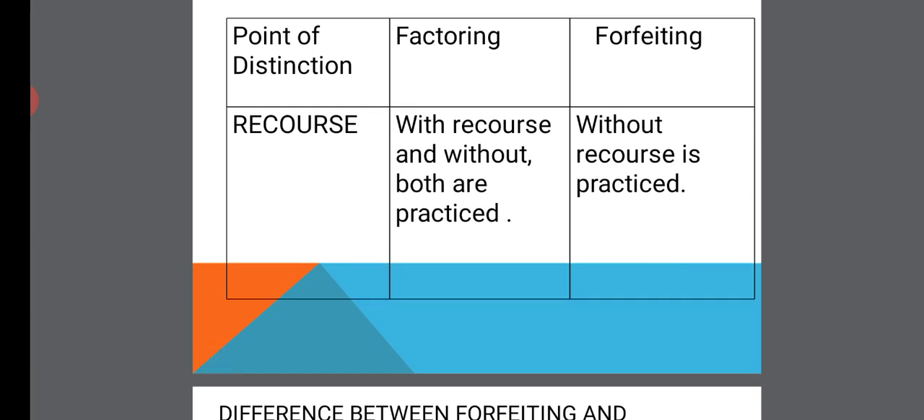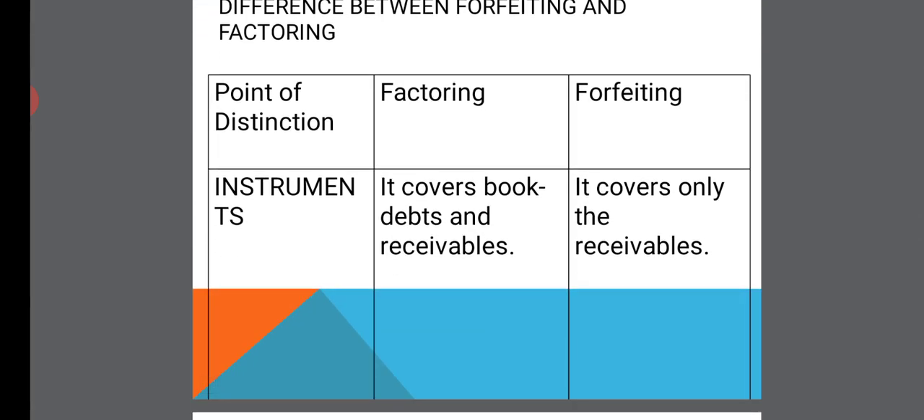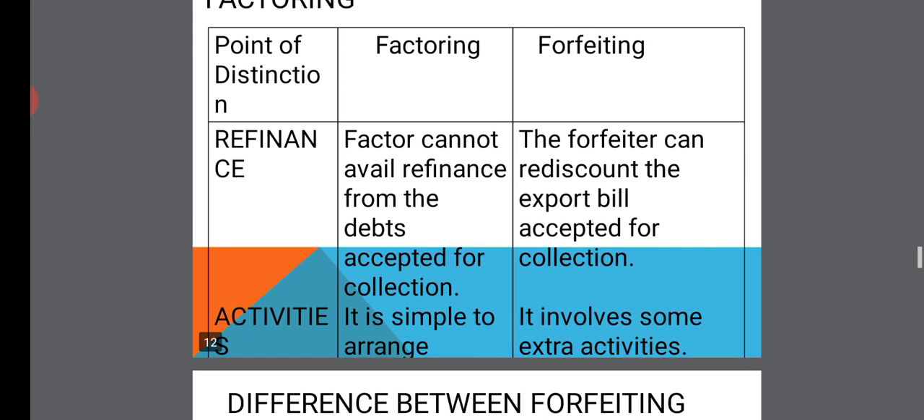Then coming to the next point of distinction, that is recourse. In case of factoring, with recourse and without recourse, both are practiced. But whereas in case of forfeiting, only without recourse is practiced. Then the next point is instrument. Factoring covers both the book debts and the receivables. Whereas forfeiting covers only the receivables.